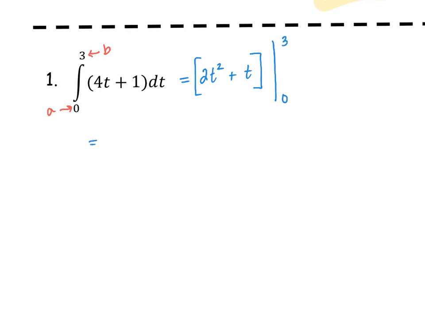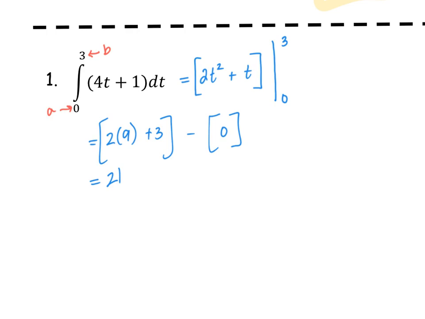And so substituting in, I'll do the first one. You always go from top to bottom. On the top, this will be 2 times 9 plus 3. And then subtracting from the bottom, which will be 0. That will be 0 if you plug everything in. And so when I simplify, I get 21.